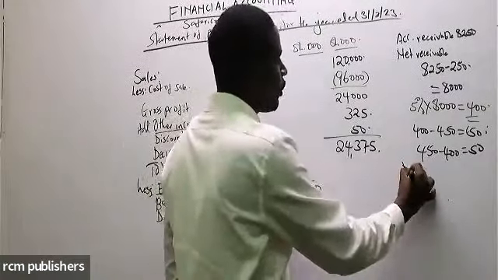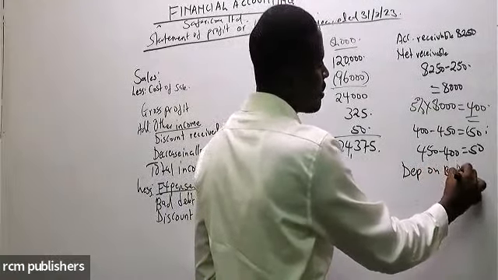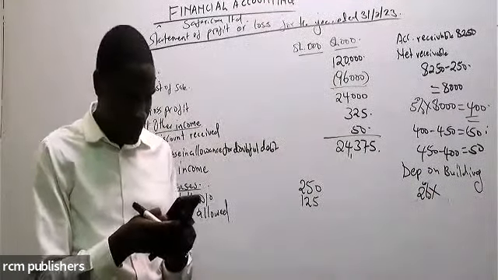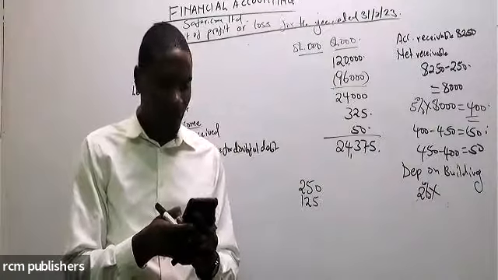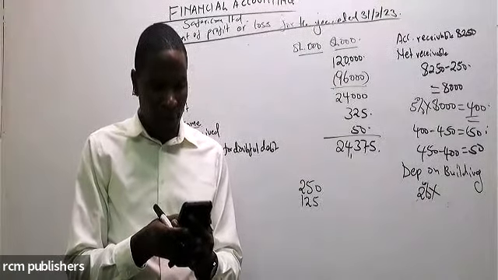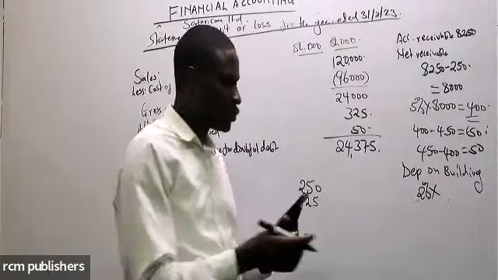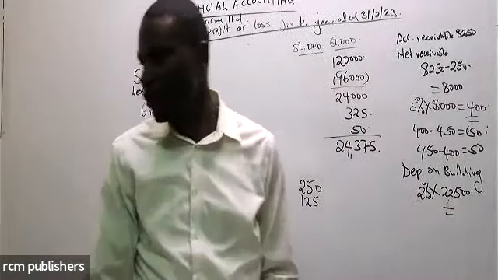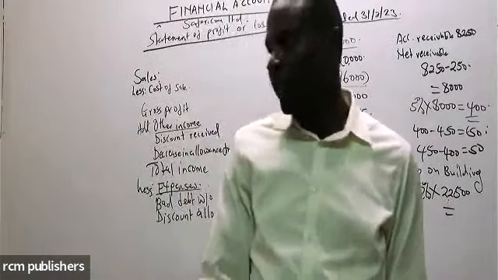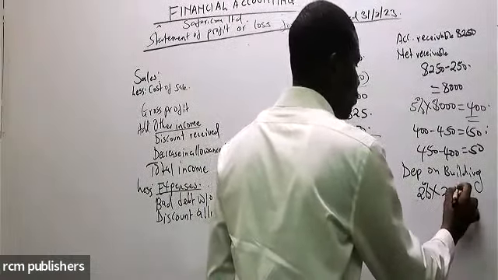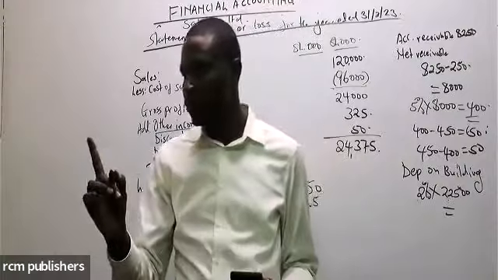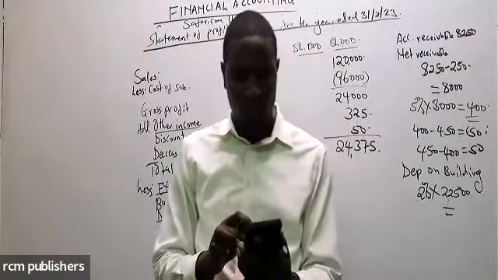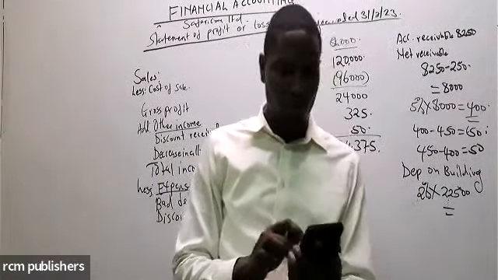So depreciation on building, in this case, will be 2% of what? Of the cost of building. What is the cost of building this year? And since we are using the straight line method, we're going to use 22,500. Can you tell me what we are getting as the depreciation for building? Can you find 2% of 22,500? Somebody to give me that. Let me look at it as well.